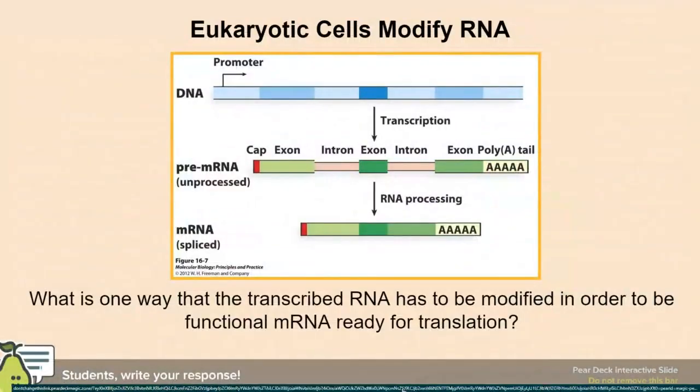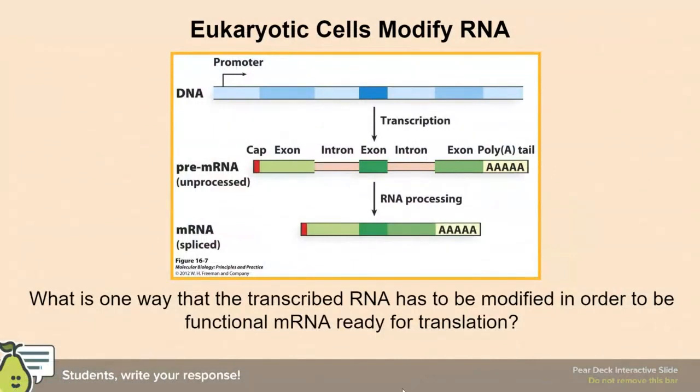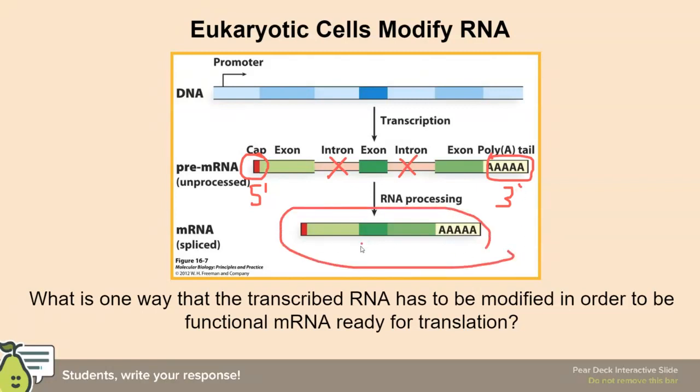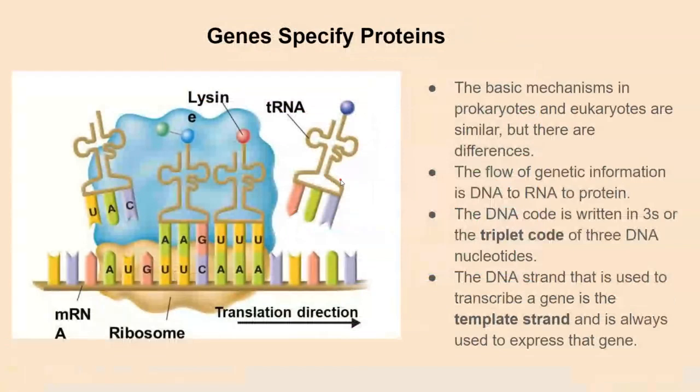This says list 1 way that transcribed RNA has to be modified in order to leave the nucleus. Well, we could splice out the introns, or we could add a poly-A tail and a 5' guanosine cap. So that's always on the 5' end, and that's always on the 3' end. Notice that the mature mRNA is much shorter than the region of DNA that we copied. All right, next we're going to talk about translation.